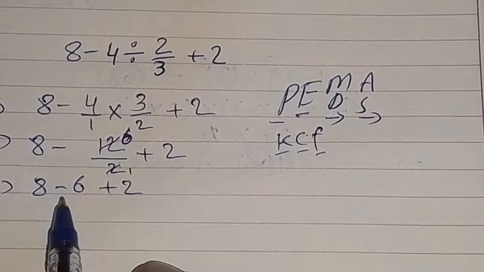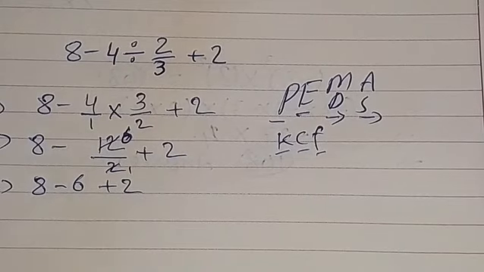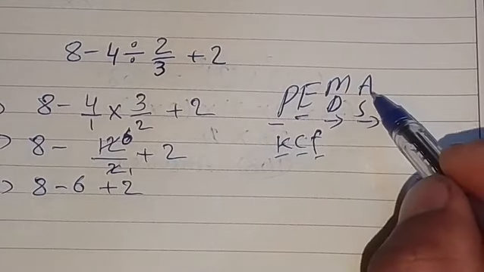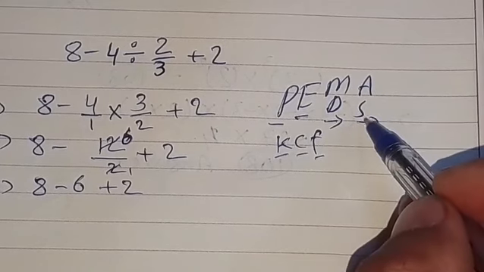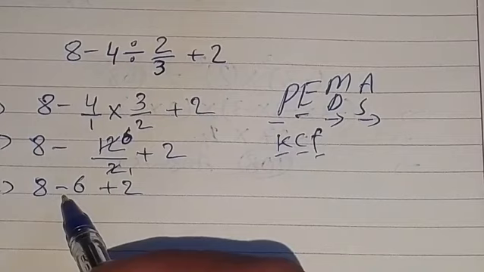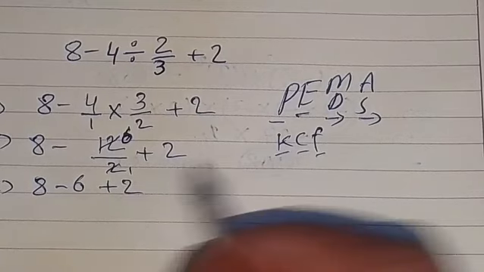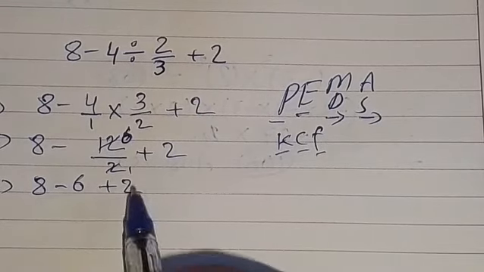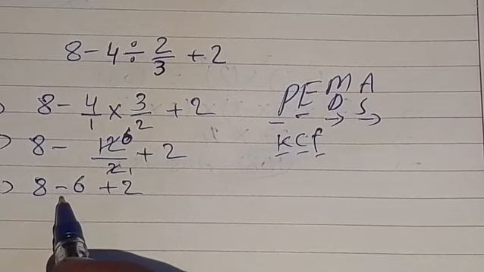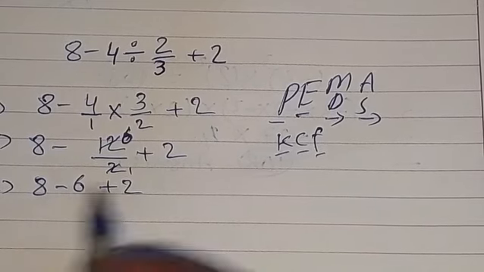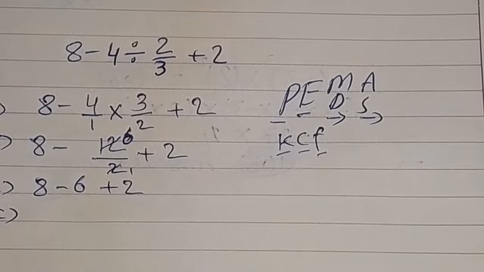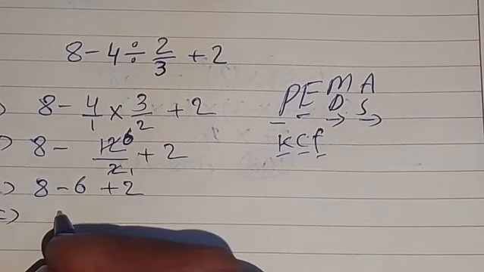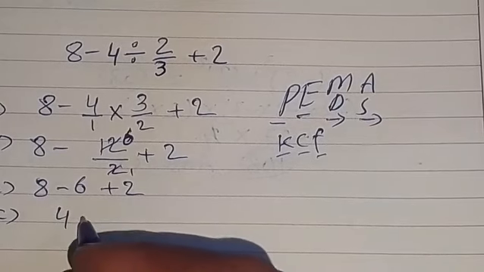Now we have one subtraction and one addition. According to the PEMDAS rules, first we solve subtraction because we have on the left side subtraction and addition. First we solve subtraction, then we solve addition. So 8 minus 6 gives us 2, plus 2.